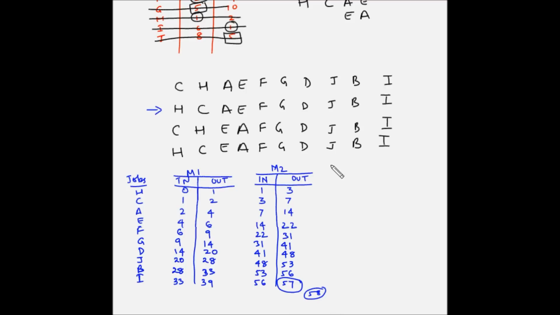Now let us also find out the wait time of the jobs. So H does not have to wait. C has to wait for 1 hour, which is 3 minus 2. A has to wait for 7 minus 4, which is 3 hours. E has to wait for 14 minus 6, which is 8 hours. F has to wait for 22 minus 9, which is 13 hours. G has to wait for 31 minus 14, which is 17 hours.